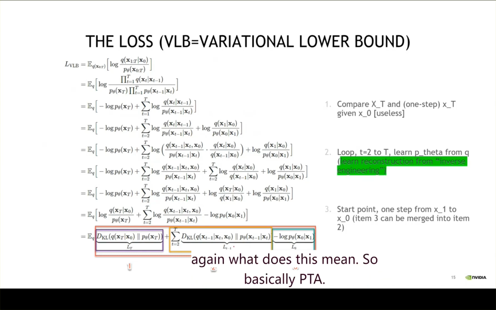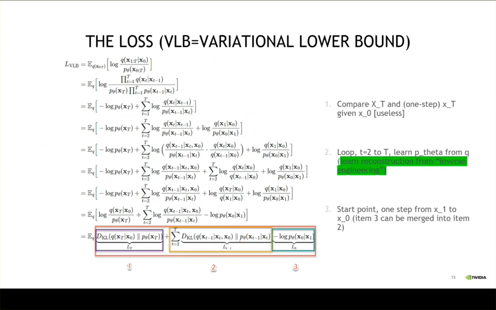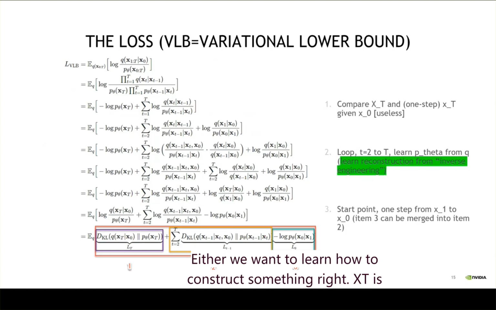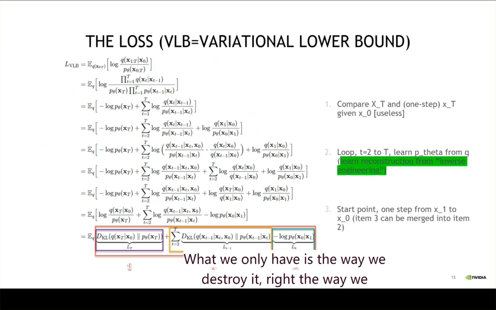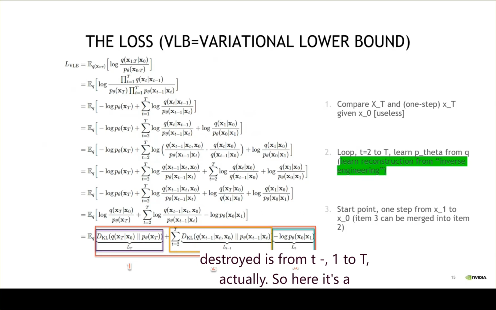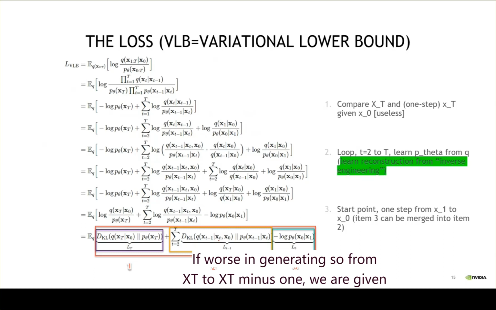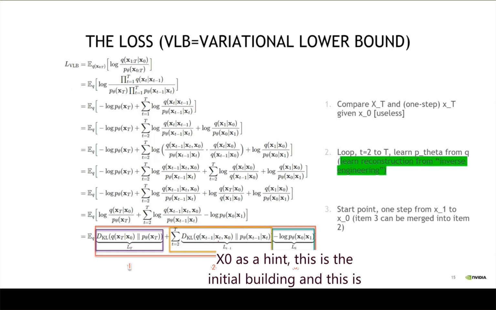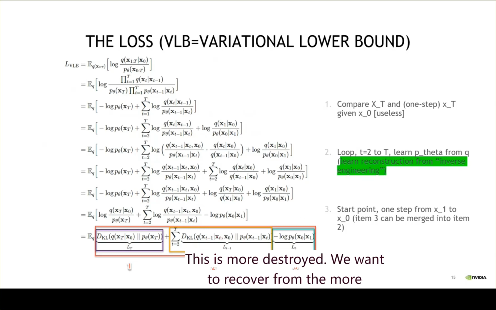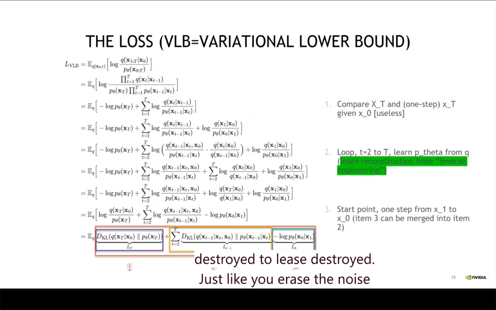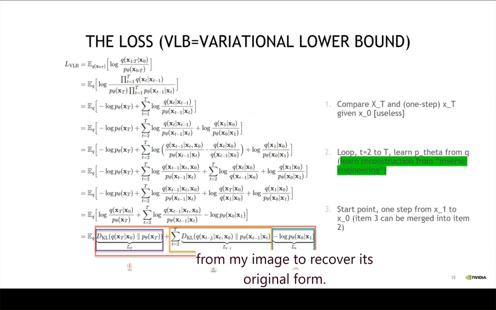Let me try to explain again. What does this mean? p theta is the way we want to learn how to construct something, right? xt is more noisy. xt minus 1 is least noisy. This is our target. What we only have is the way we destroy it, from t minus 1 to t. So here it's a posterior, inverse engineering. From xt to xt minus 1, we are given x0 as a hint. This is the initial building, and this is something we destroyed very slightly, the least destroyed. This is more destroyed. We want to recover from the more destroyed to the least destroyed, just like you erase the noise from an image to recover its original form.